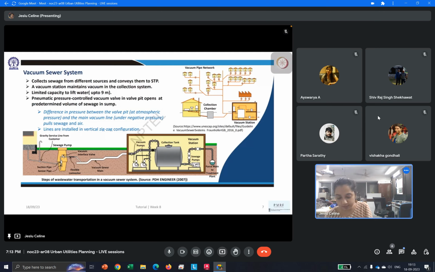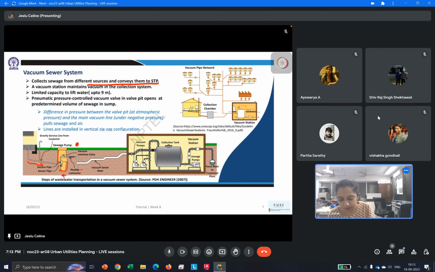It collects sewage from different sources and conveys it to the STP. So this is what I was explaining. You have your suction pipe and then you have your sewage pump. Over here you have a vacuum pump which creates that vacuum, or it creates that high pressure region. High pressure is created by the vacuum pump over here.